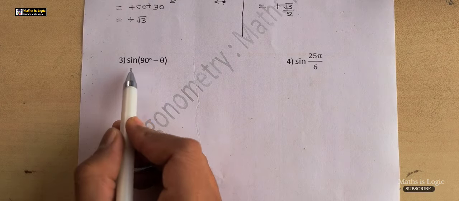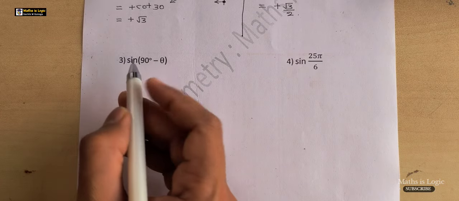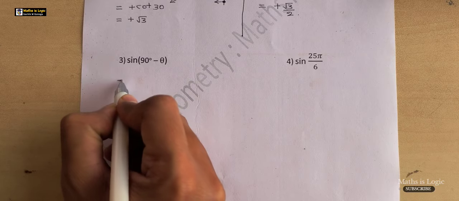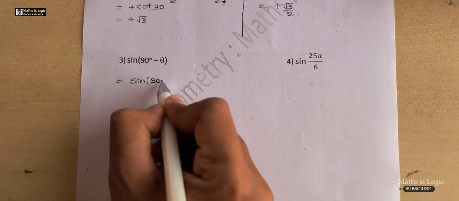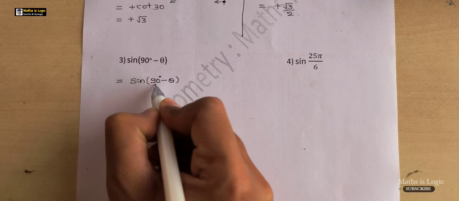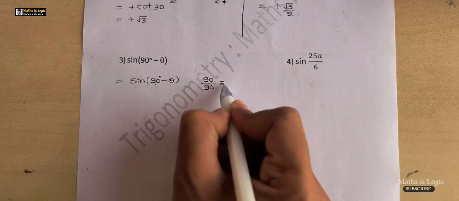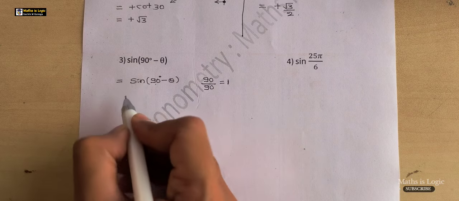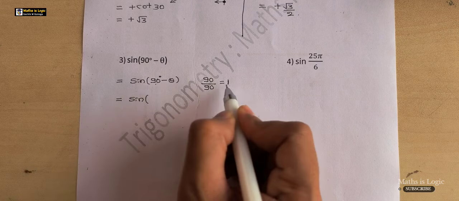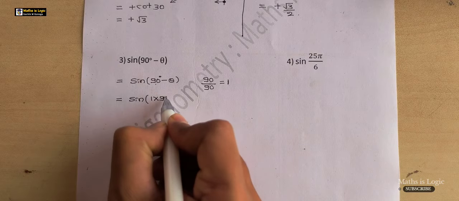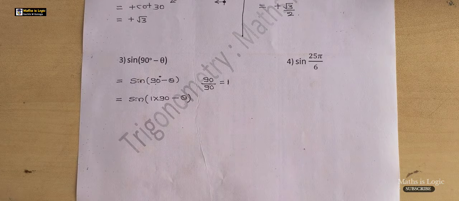Next, how to solve such type of example? We need to find the value of sine 90 minus theta. First I am going to write sine 90 minus theta. How much degree is given? 90. Divide 90 by 90, so we will get 1, so take 1 only. Sine, how to write this 90? 1 into 90 minus theta is given, so keep that theta as it is.